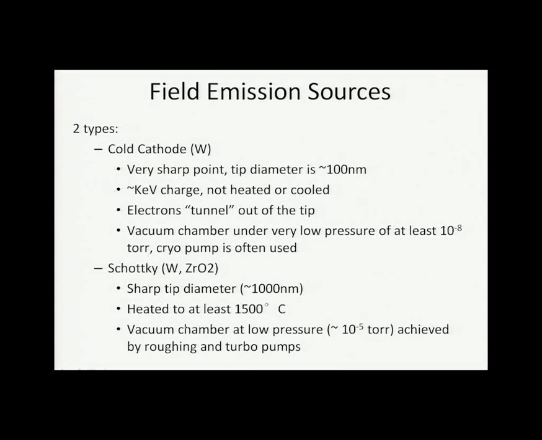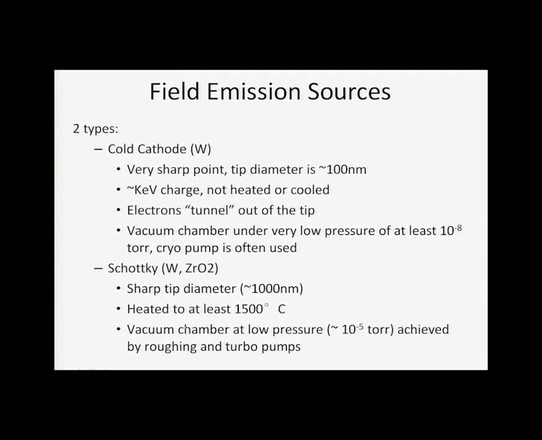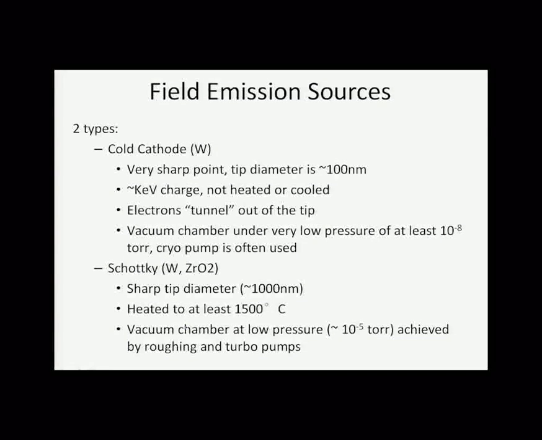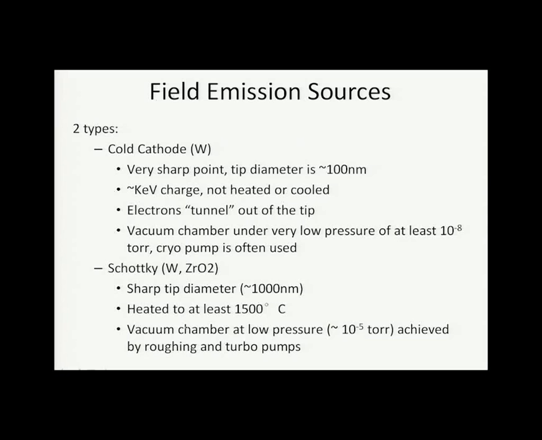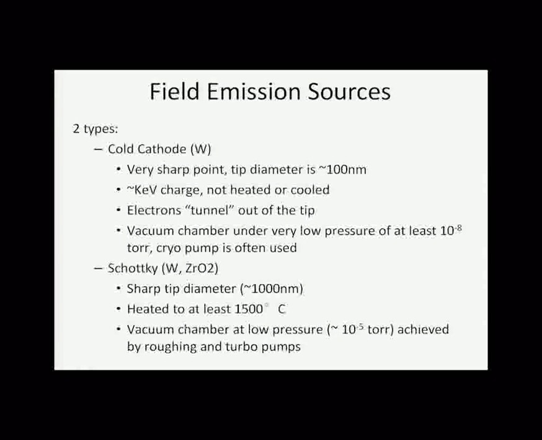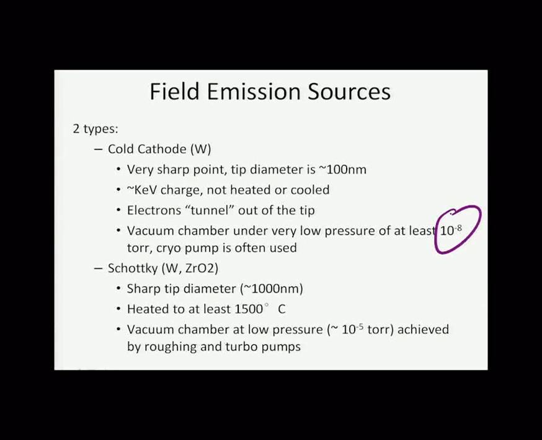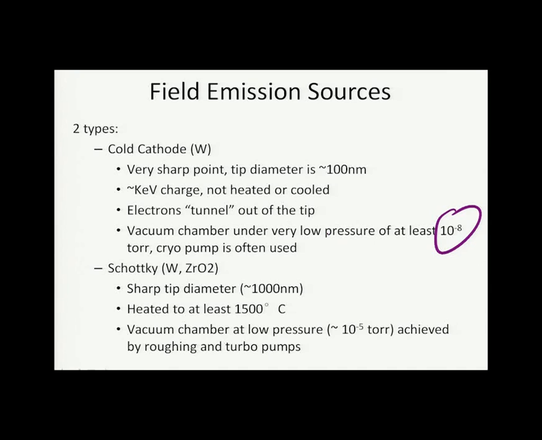So, there are two types of field emission sources. There's a cold cathode, actually very sharp, kiloelectron volts charge, not heated or cooled. The electrons actually tunnel out of the tip, and the vacuum chamber must be at very low pressures, at least 10 to the negative 8 torr. To achieve this pressure, a cryopump is often used.